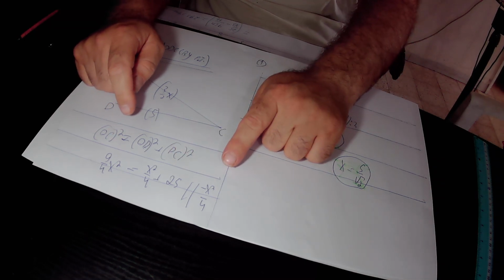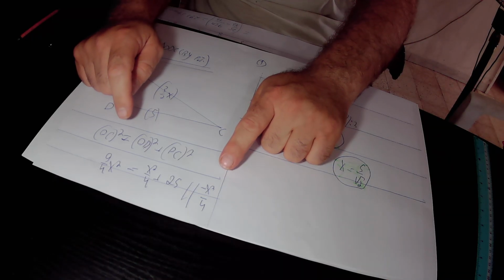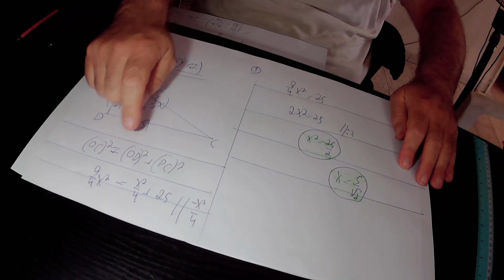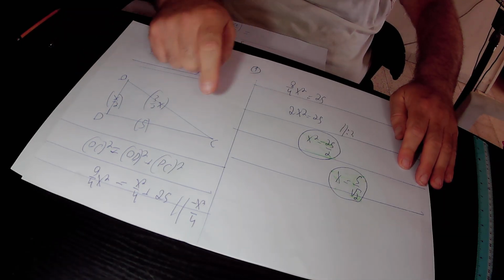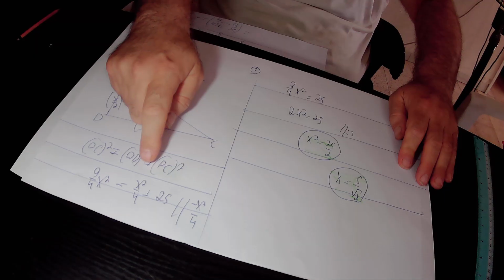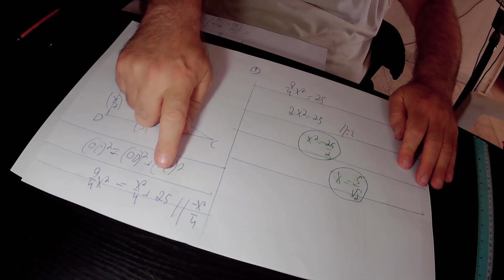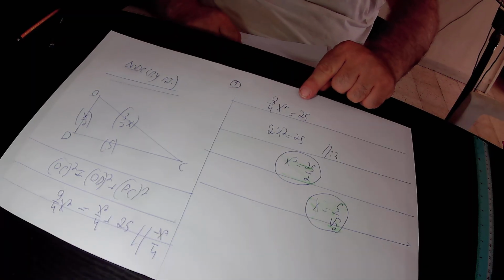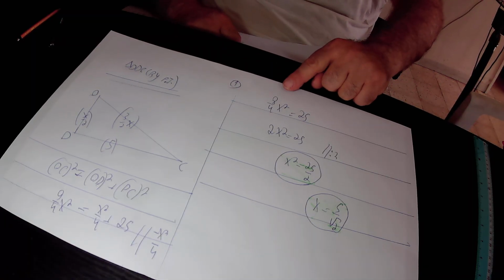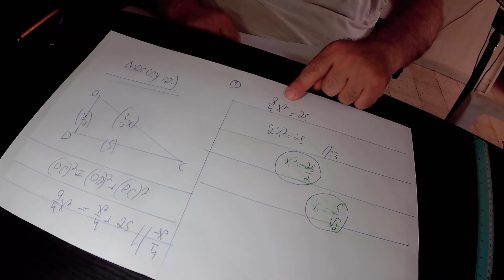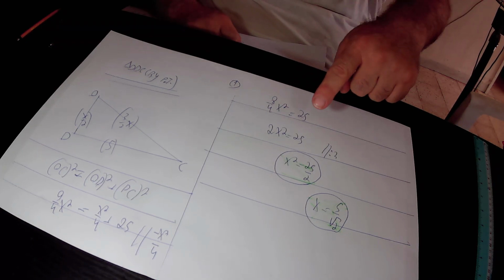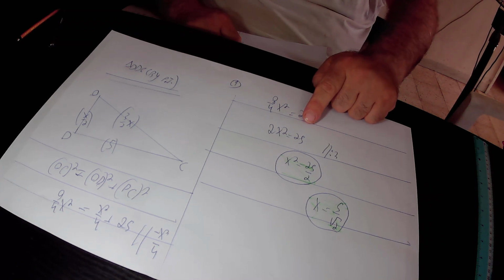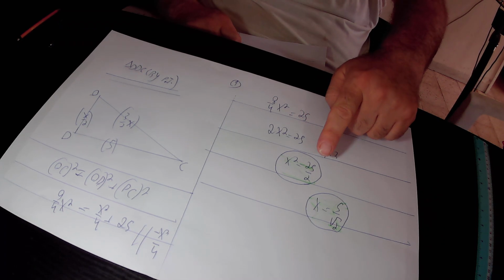Here we subtract x squared over 4 from this equation, and we finally found out that 9 quarters x squared minus 1 quarter x squared equals 8 quarters x squared. Here, x squared over 4 minus x squared over 4 is 0, so we are left only with 25 on the other side of the equation. So in total, we found out that 8 quarters x squared equals 25. 8 over 4 is 2, so this expression is equal to 2x squared, 2x squared equals 25. Here we divided this equation by 2, and finally found out that x squared equals 25 over 2.